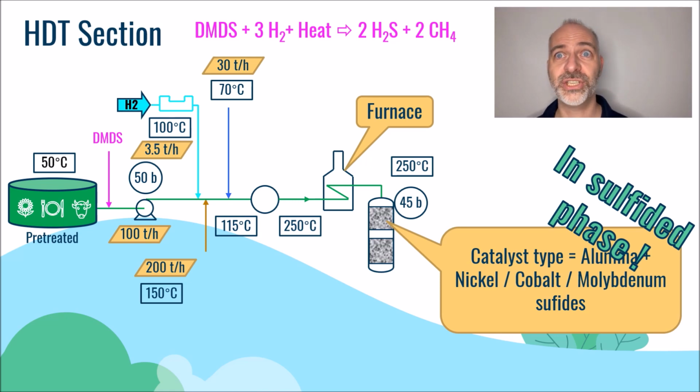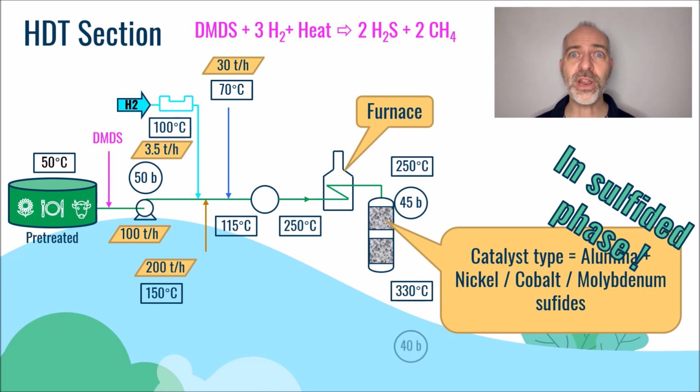Once the chemical reactions have taken place, and taking into account the injection of 200 tons per hour of inert, we can have an outlet temperature of about 330 degrees C. The pressure is about 40 bars. So, let's now detail the nature of the molecules leaving the reactor.